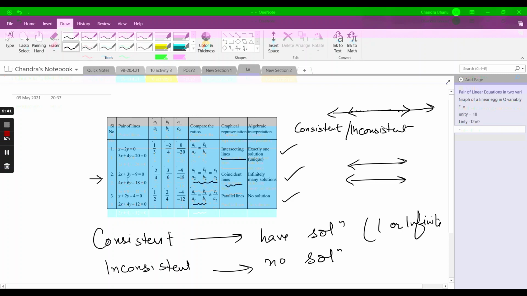So what can I say? If I have exactly one solution, that means it is consistent. If I have infinite, then again also it is consistent. And when I have no solution, I can say it is inconsistent. So that was all for consistency of pair of linear equations.